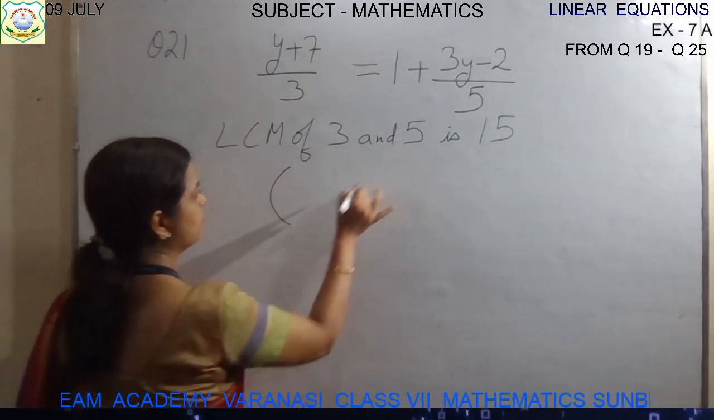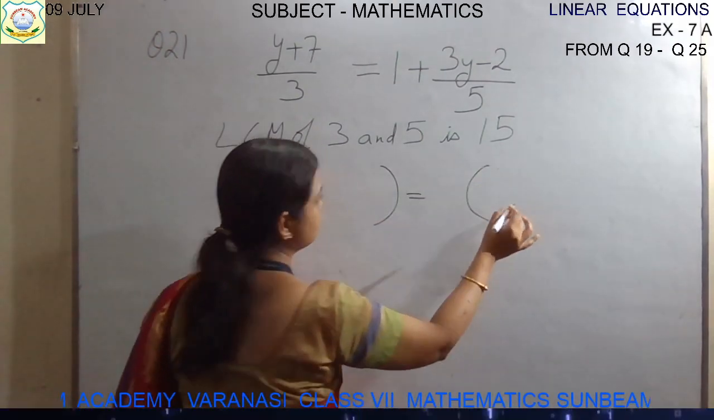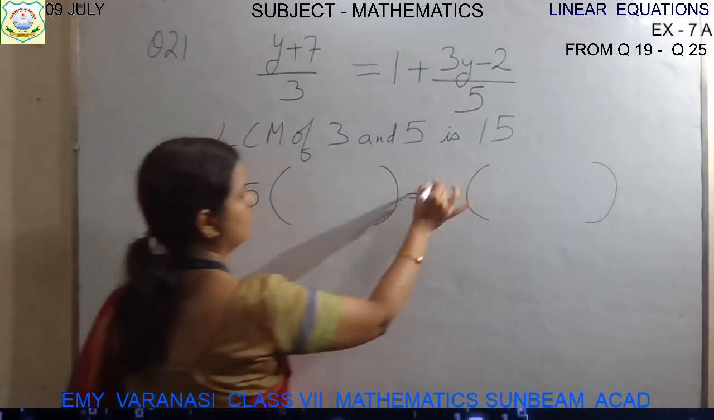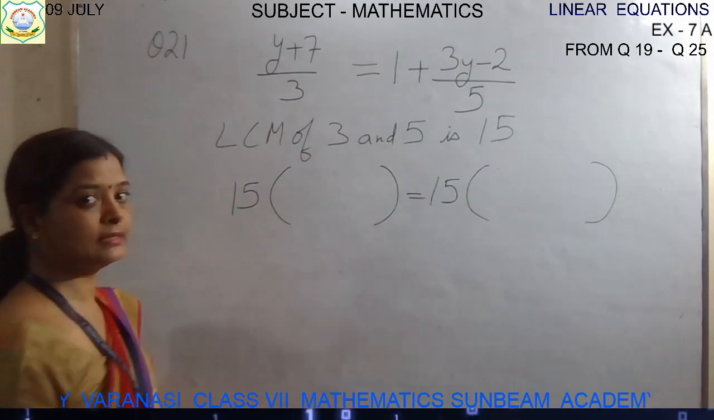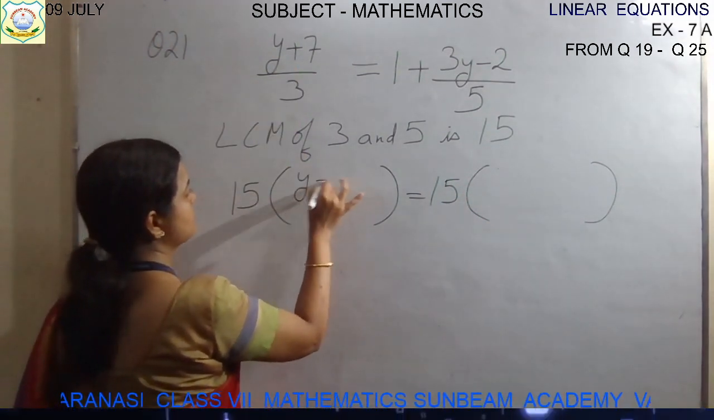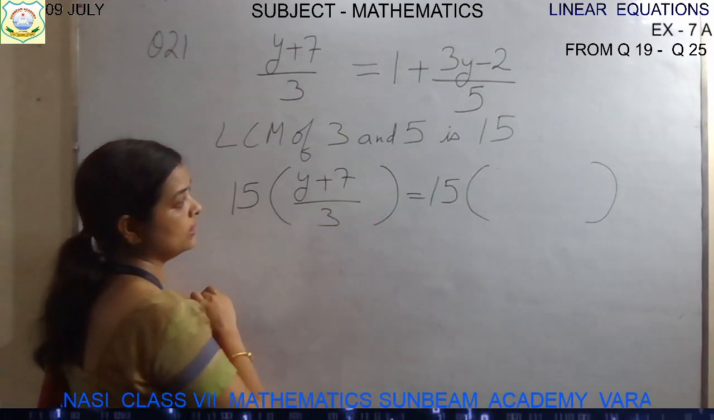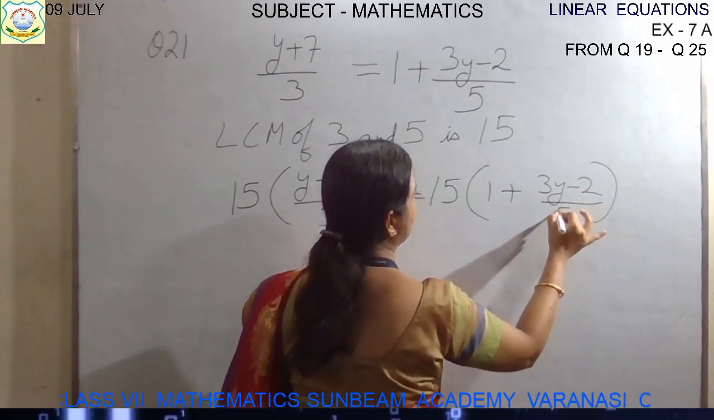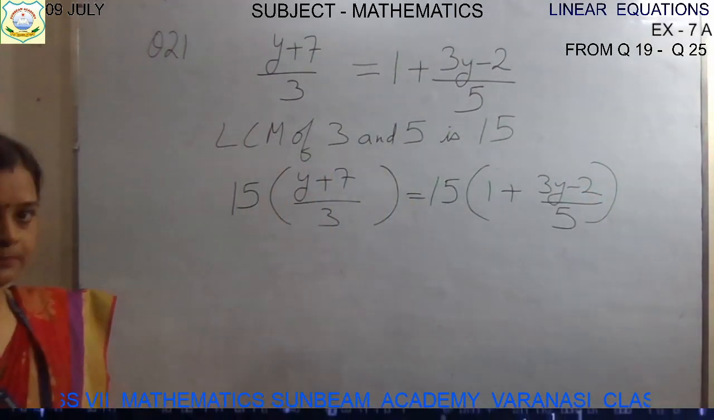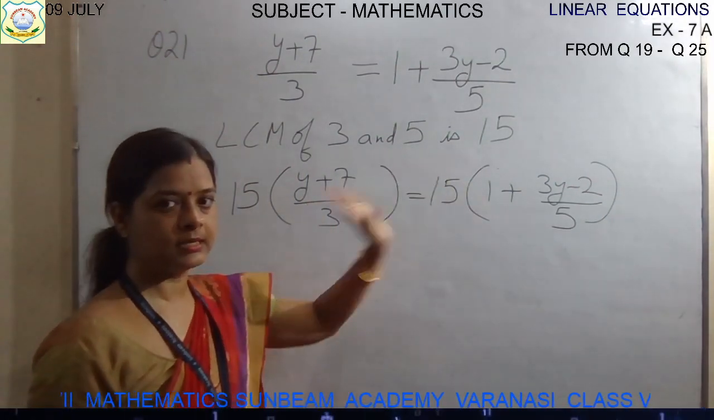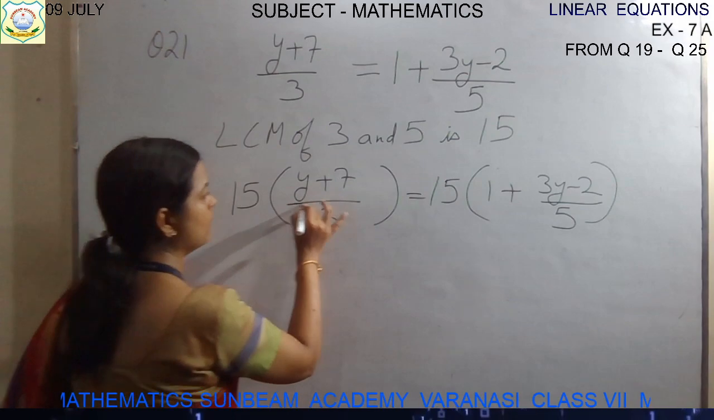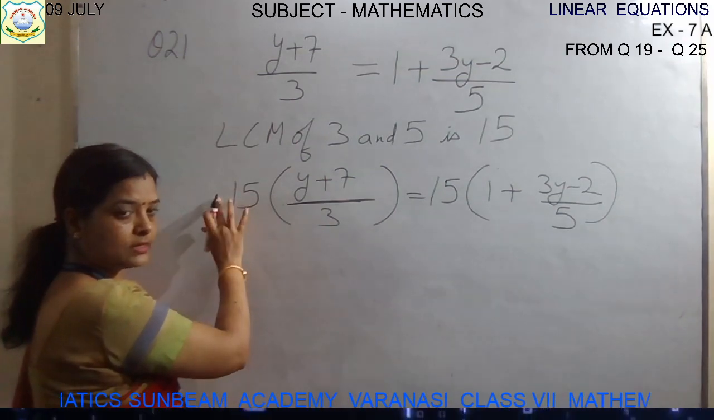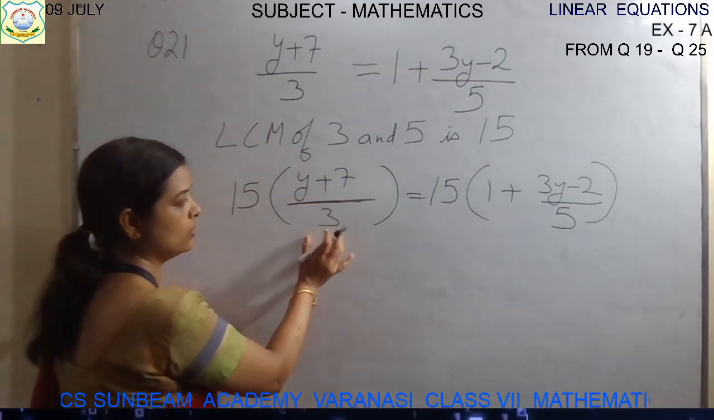Now multiplying 15 on both sides, on this side and on the RHS. We will multiply the LCM. What is the LHS? Y plus 7 by 3, whole upon 3. And here 1 plus 3y minus 2 by 5. This is the question. I have copied the LHS and RHS. Now this is whole upon 3, children, if you see it properly. It is a single term, y plus 7 upon 3, so we can solve it.